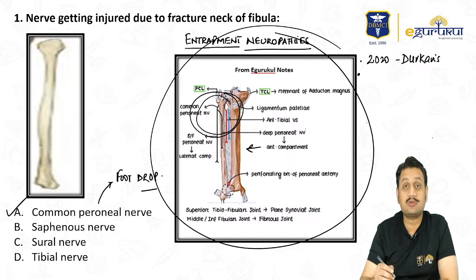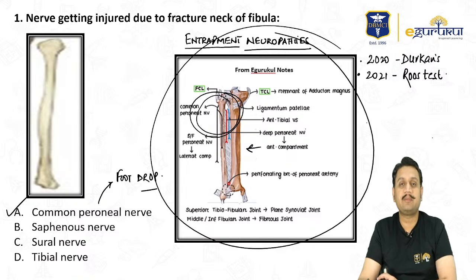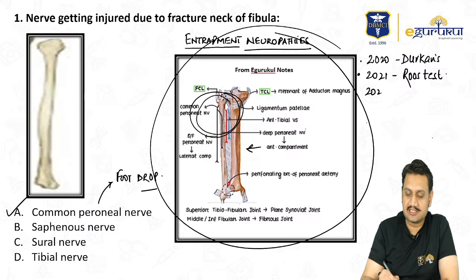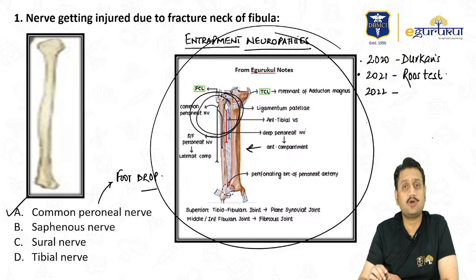In the year 2021, last year I believe, they asked the question about the Roos test. If you remember, the compression of basically the lower trunk of the brachial plexus or the subclavian vessel, which you call the thoracic outlet syndrome. So Roos test was last year's question. And now in 2022, they have asked about the compression of the common peroneal nerve, that is the compression of CPN, right? So they've asked about the nerve itself.